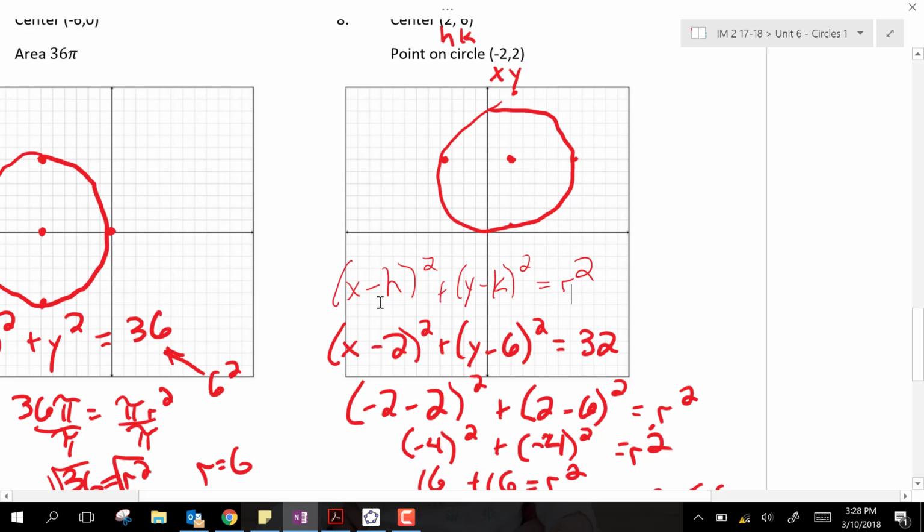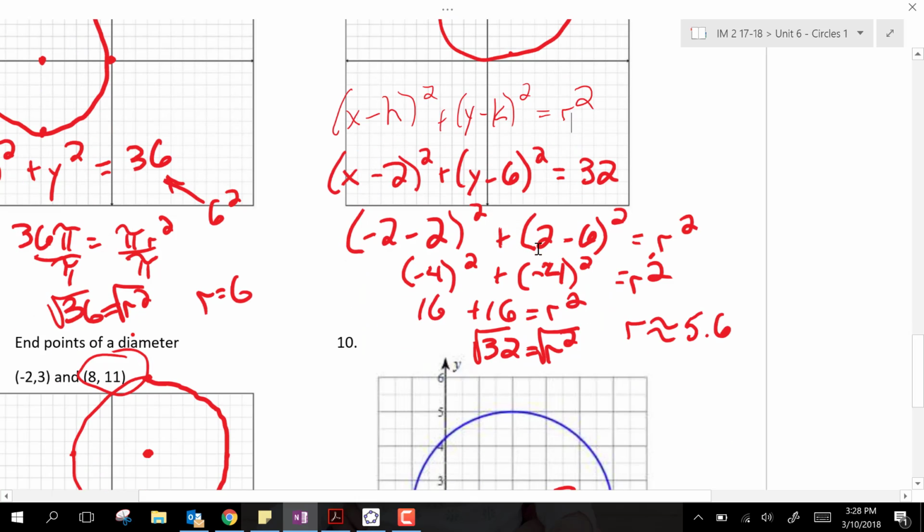So in for h goes 2, but it looks like the opposite, so it's minus 2. In for the x is -2, -2 minus 2. And in the other set of parentheses, we have the y, which is 2, minus the k, which is 6, so 2 minus 6. And we're going to solve for the radius. So -2 minus 2 is -4. 2 minus 6 is also -4, but when we square those, they become positive. -4 squared is 16 for both.